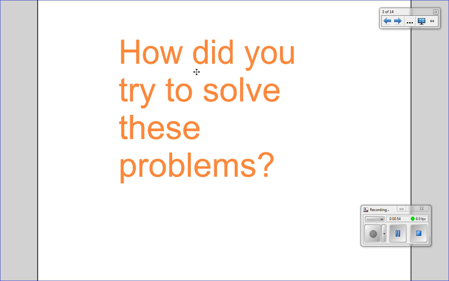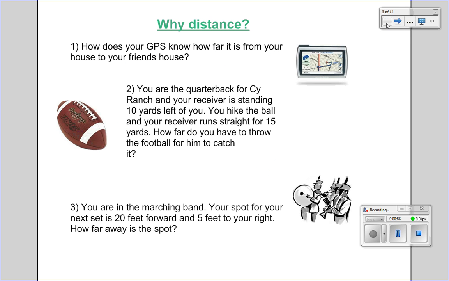First, how would you try to solve these problems? So going back and thinking about being the quarterback and throwing the ball, and being in the marching band. Pause the video for a second, draw a picture of these situations, and see if you can figure out how you would solve these problems.